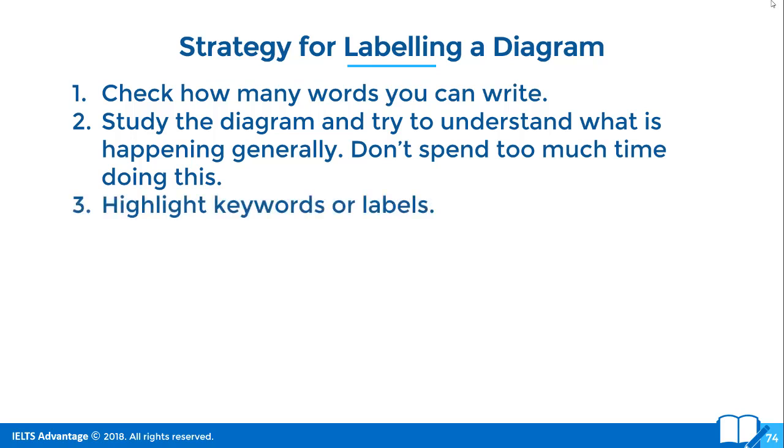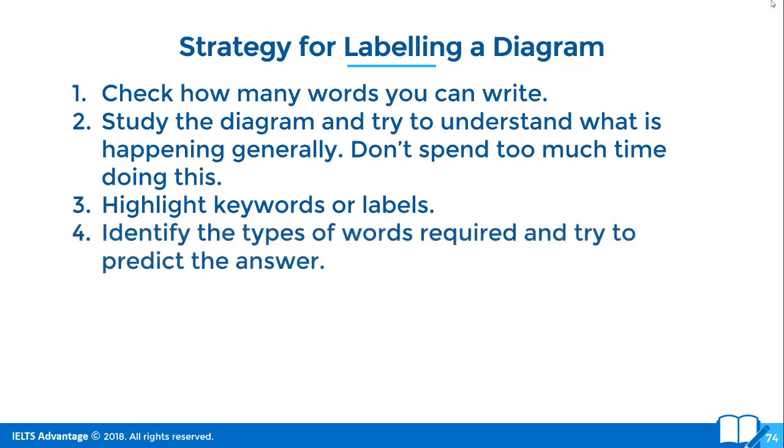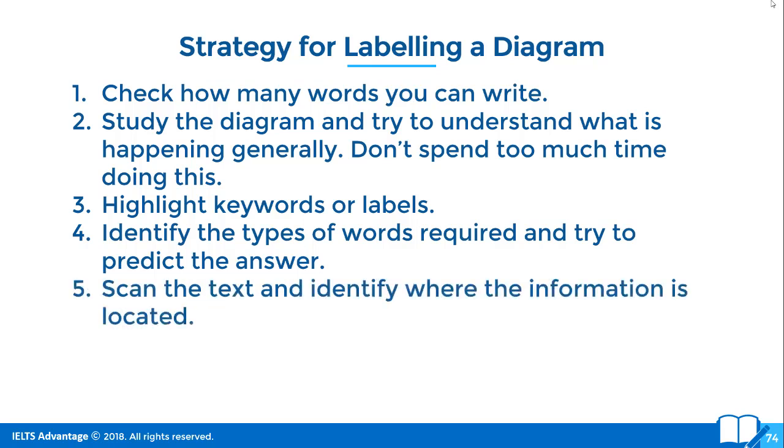On the diagram, highlight any keywords or labels, and then identify the type of words required to try to predict the answer. So again, you're not looking at the text yet. Steps 1 through 4, you're not looking at the text at all. In number 5, scan the text and identify where the information is located. So for number 5, you're not trying to find the correct answer, you're trying to find the location of the correct answer.